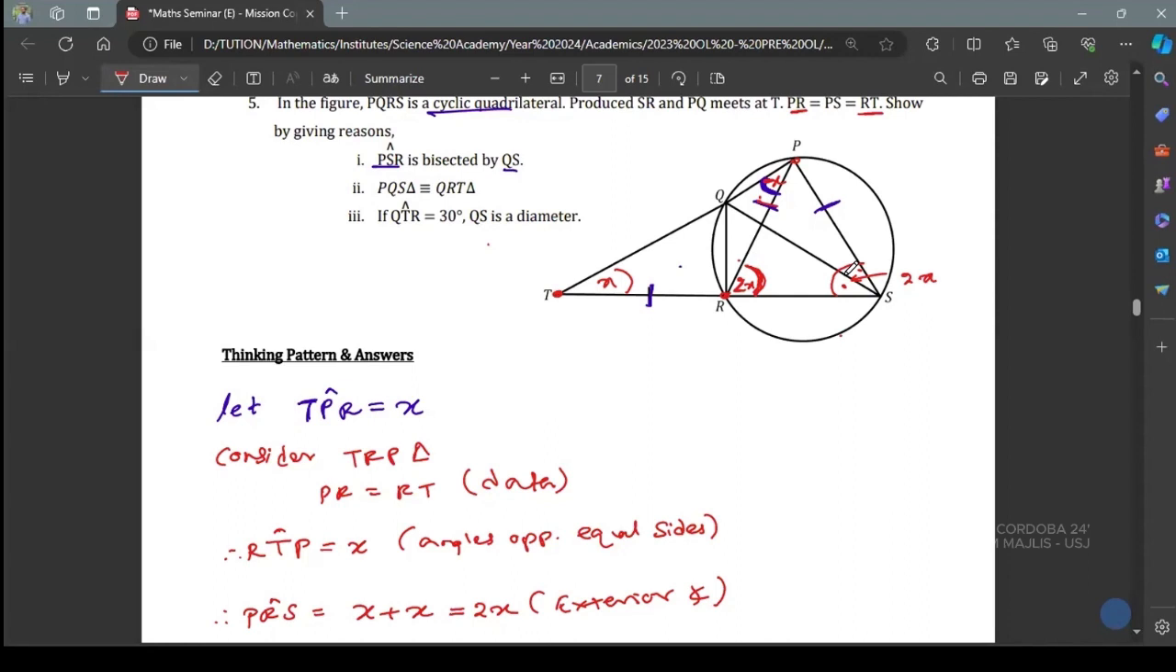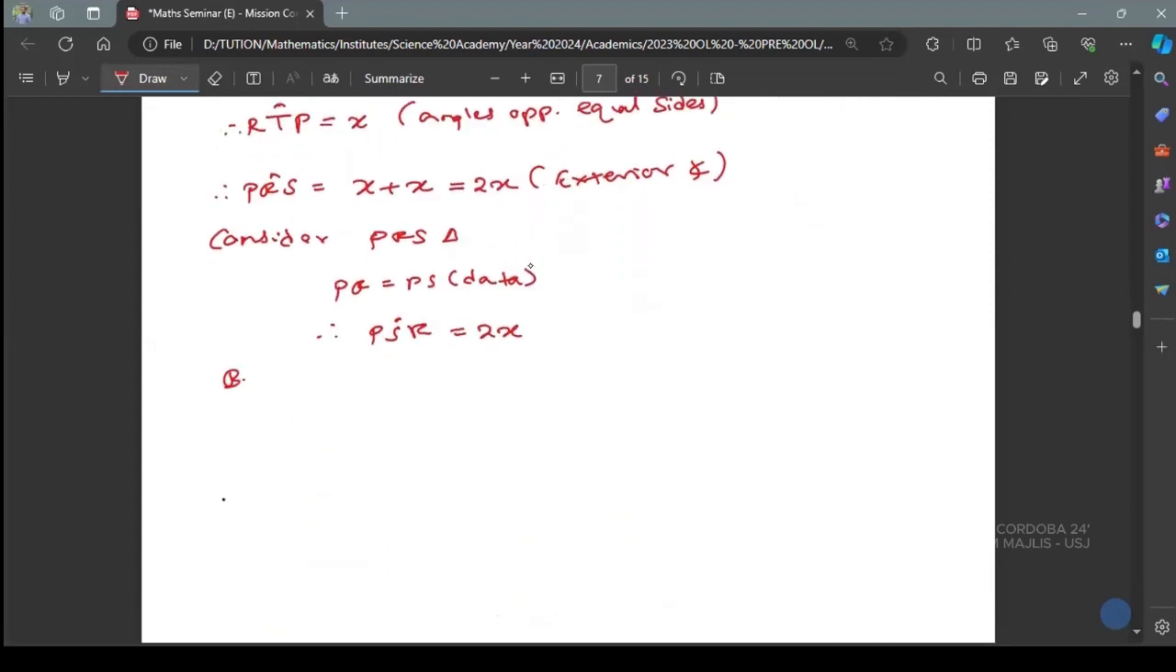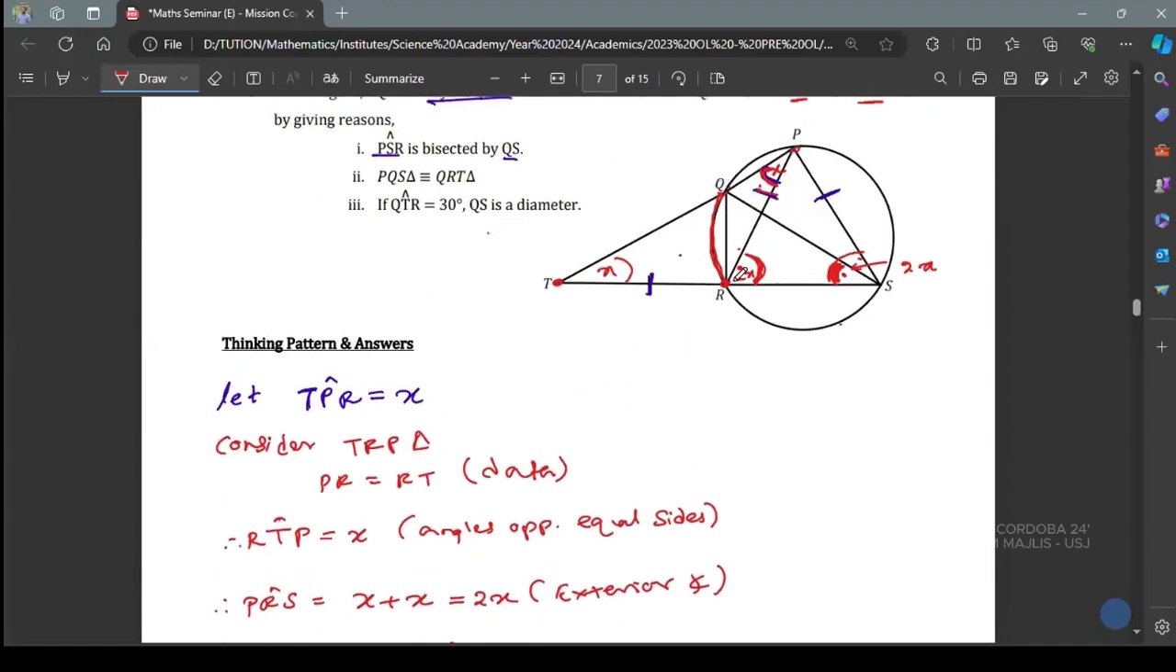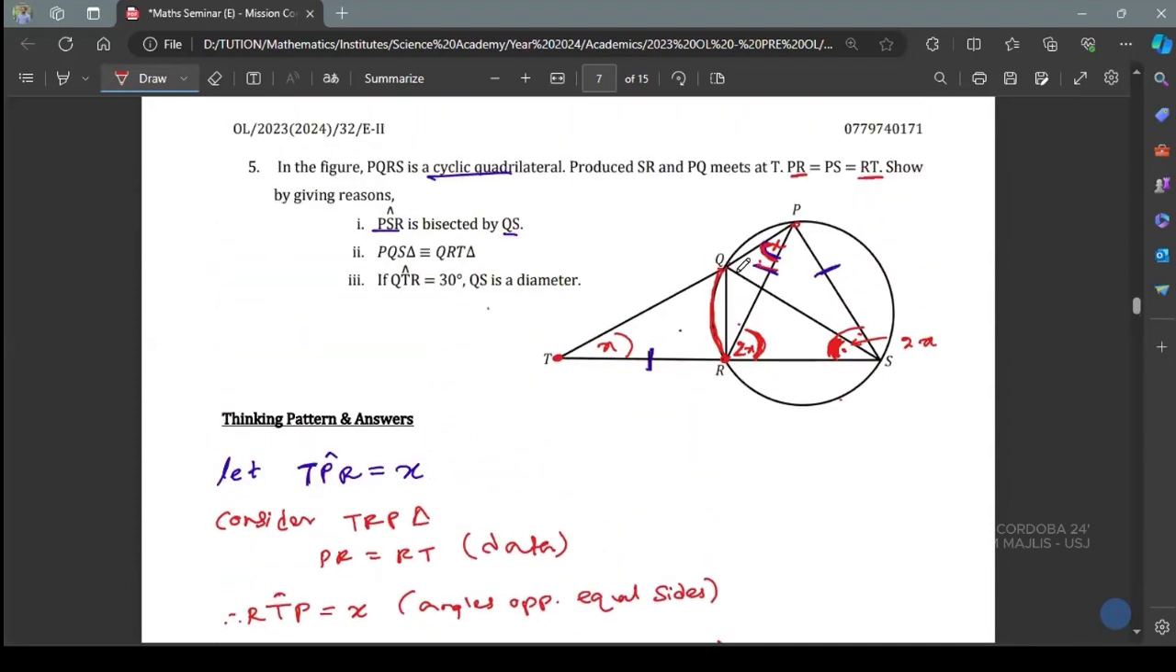Why? Here, see. From this QR minor arc, on the same segment, we have this X angle and we have this small angle. Right? Angles on the same segment. So I can say QPR angle is equal to, what's the other angle? QSR.